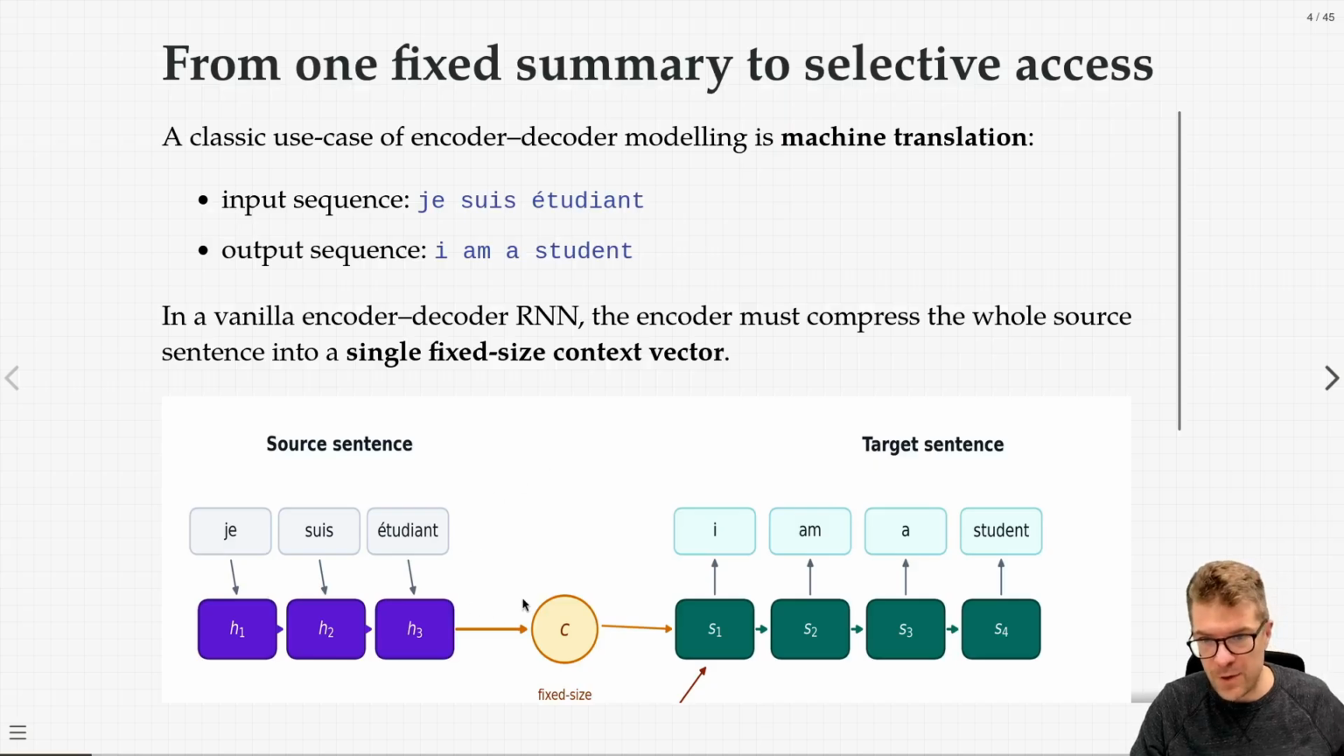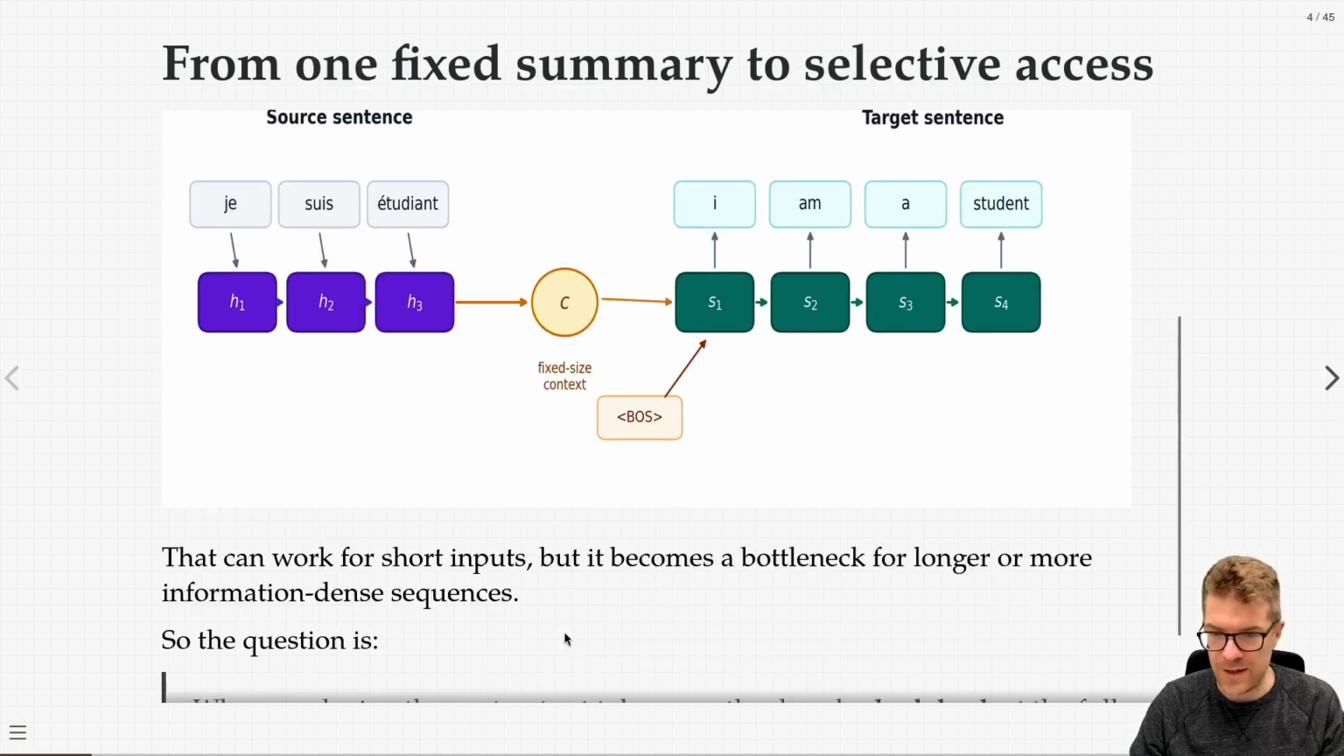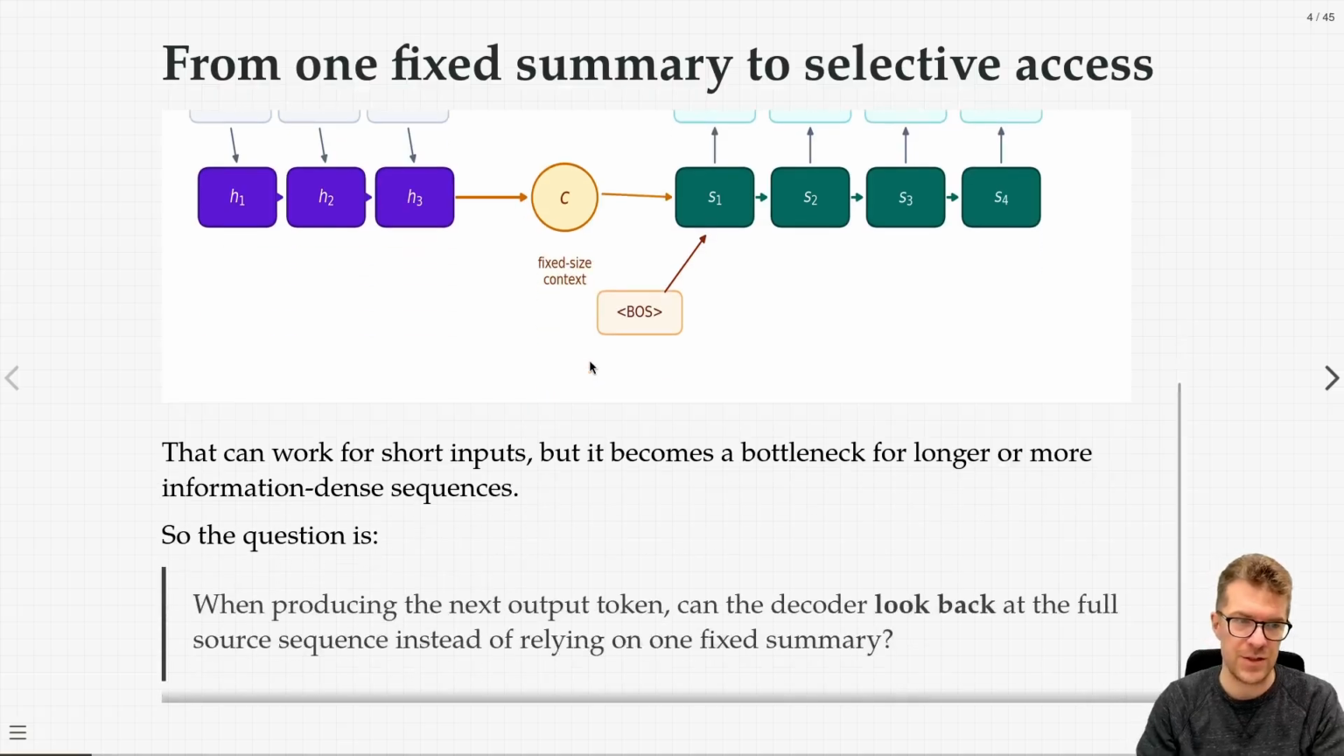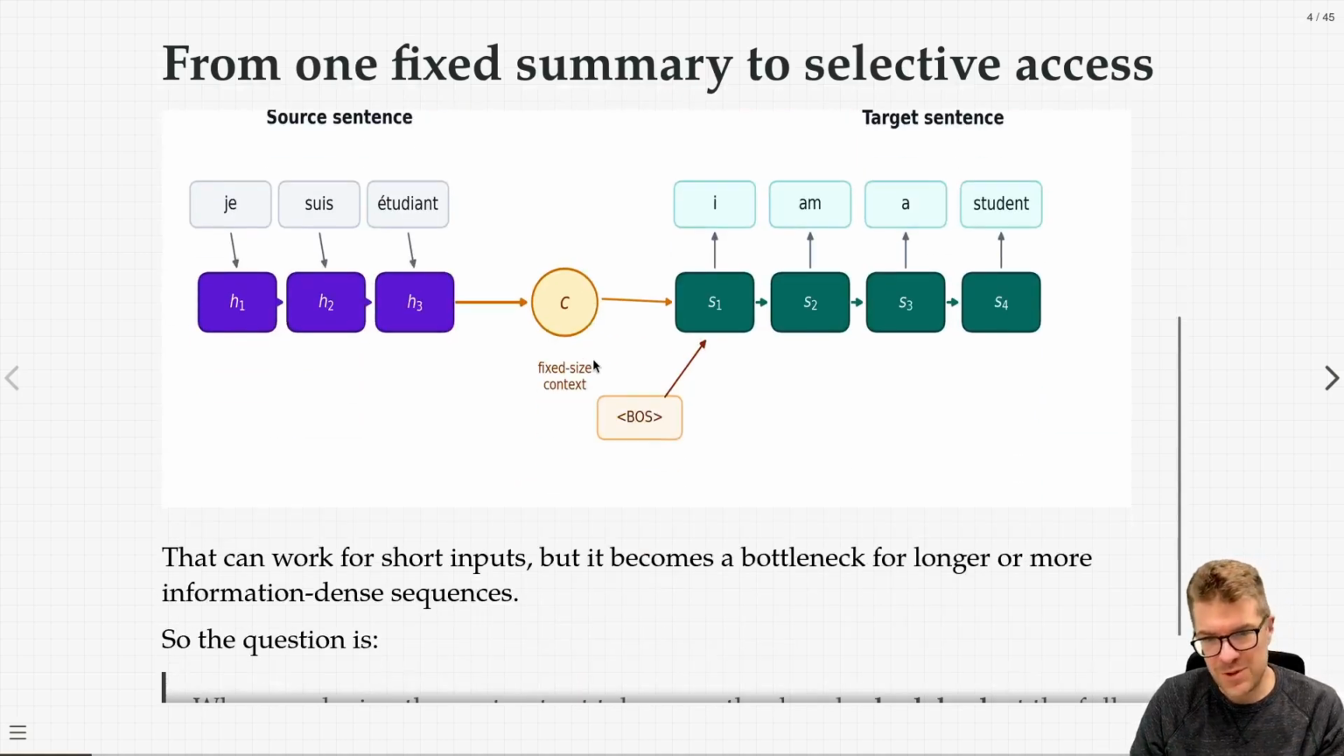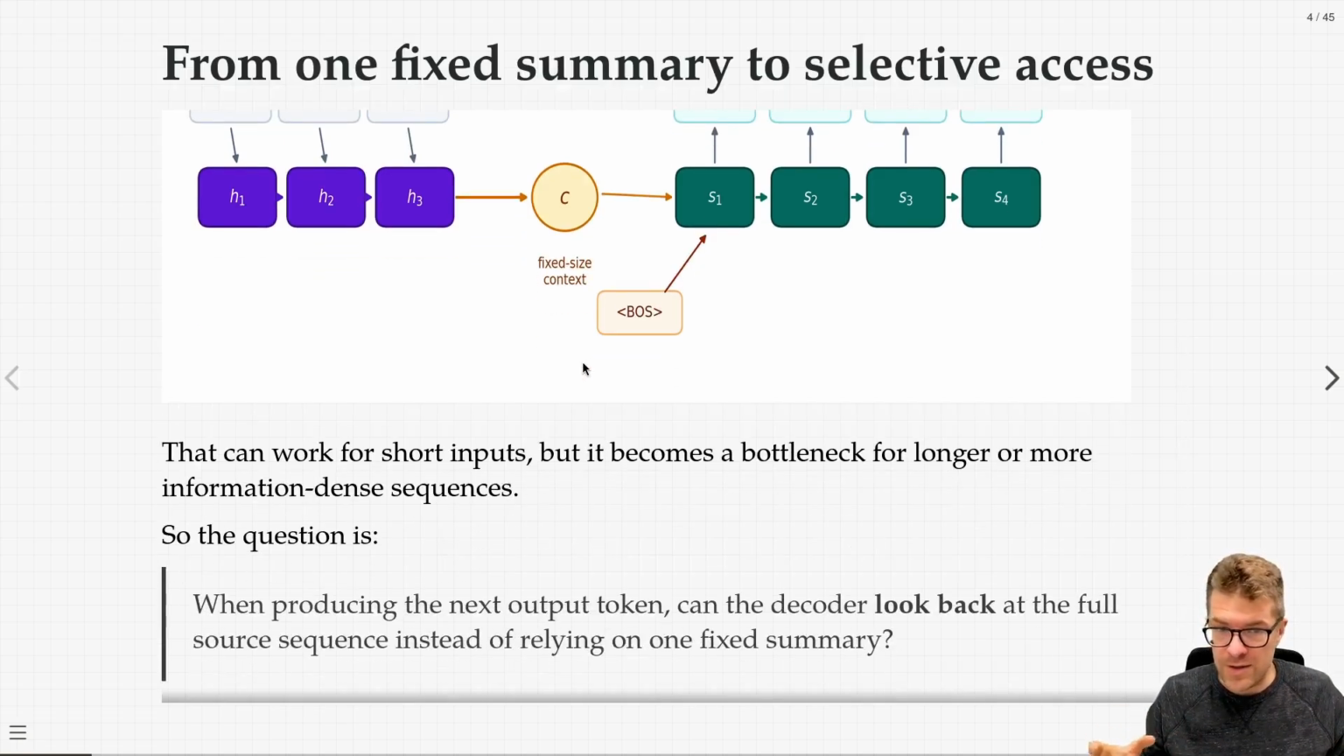And the encoder had to have compressed everything into this single fixed size context vector. And quite frankly, it did a quite good job of it also, but there are some challenges here. This can work for short inputs, like je suis étudiant. This is only 3 words of input and 4 words of output. But if you have very, very long sequences, or very information-dense sequences, then this can become a problem for many reasons. You're basically trying to pack a lot of information into a very reduced space. So this is a bottleneck. This fixed size context becomes a bottleneck that will end up being a challenge for us.